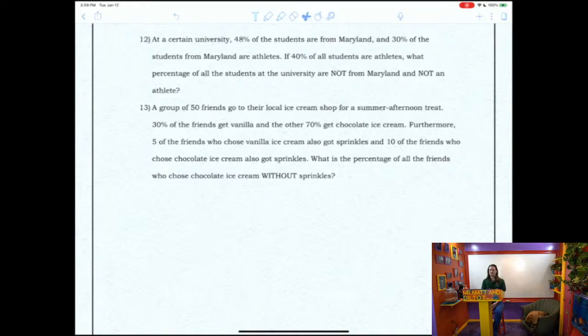Question 13 asks, a group of 50 friends go to their local ice cream shop for a summer afternoon treat. 30% of the friends get vanilla, and the other 70% get chocolate ice cream. Furthermore, 5 of the friends who choose vanilla ice cream also got sprinkles, and 10% of the friends who chose chocolate ice cream also got sprinkles. What is the percentage of all the friends who chose chocolate ice cream without sprinkles?